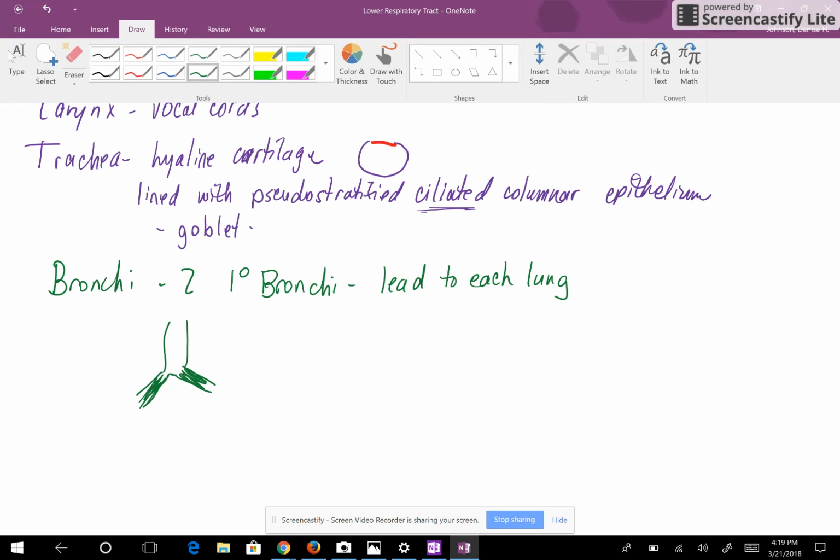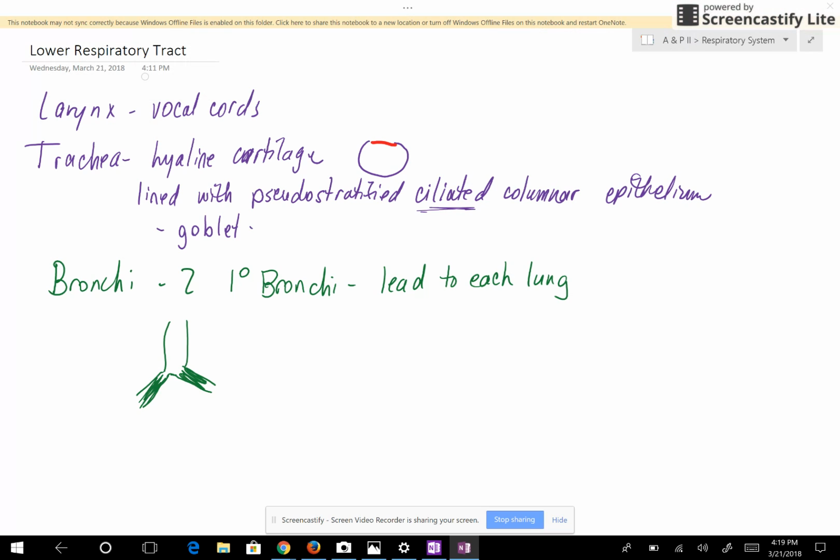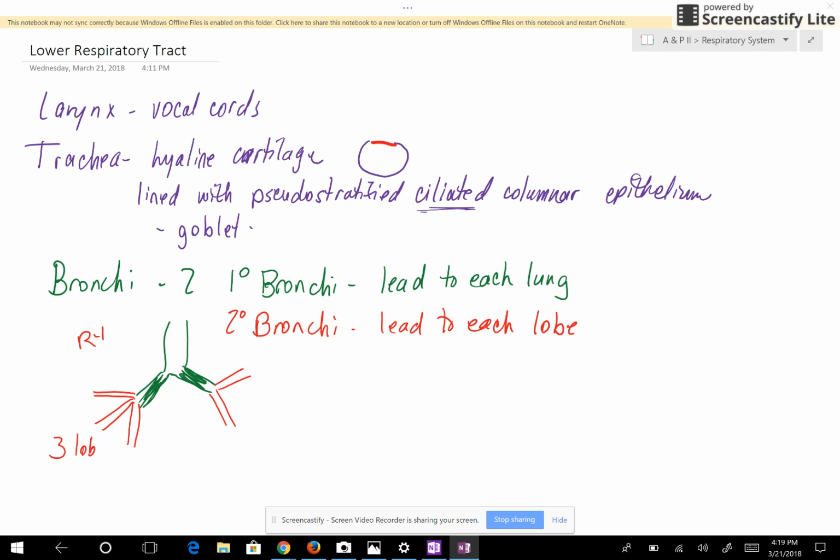We'll switch colors and we'll talk about the secondary bronchi. Secondary bronchi are going to branch off of the primary bronchi. So here are your red secondary bronchi. These secondary bronchi are going to lead to each lobe. The right lung, this is the right side, has 3 lobes. And the left is going to have 2 lobes.